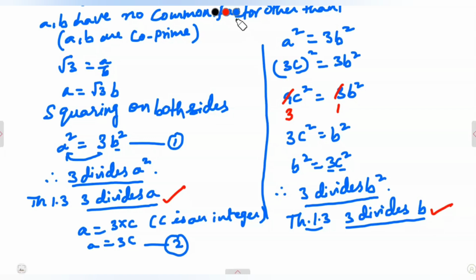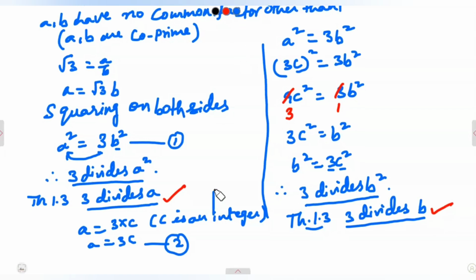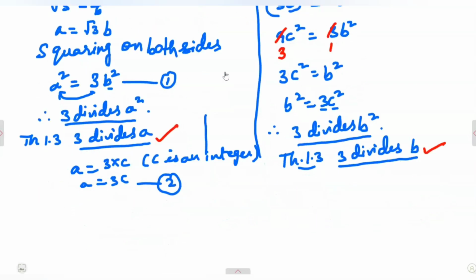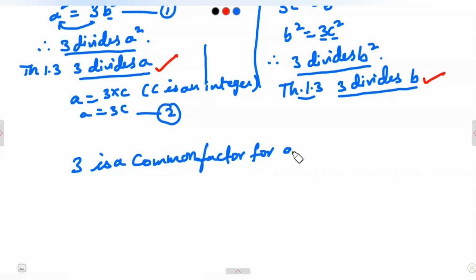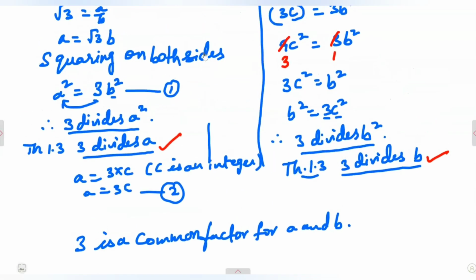That means we should understand that 3 divides both A and B. If 3 divides both A and B, what do you mean by that? 3 is a common factor for A and B. But this contradicts the fact that we understood in the starting, that A and B are co-prime. Let me go back and show you.